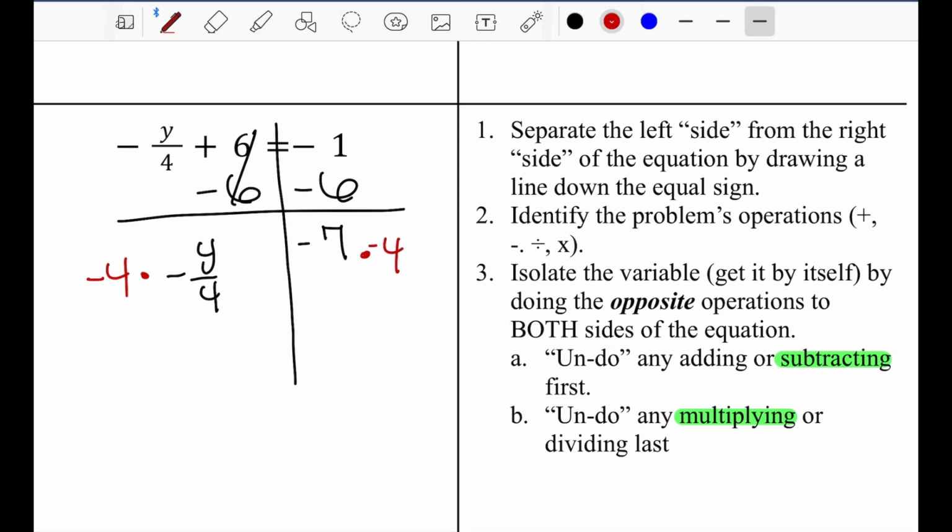Okay, so I've got negative 7 times negative 4. That should give me, when I multiply, a negative 28. Or would it give me, nope, it'll be a positive 28. Because a negative times a negative, you have to remember, is a positive. Now, this negative 4 times this negative y over 4, this cancels out, and that cancels out. Only thing left on that side is y. So the answer to this question is y is going to be a positive 28.